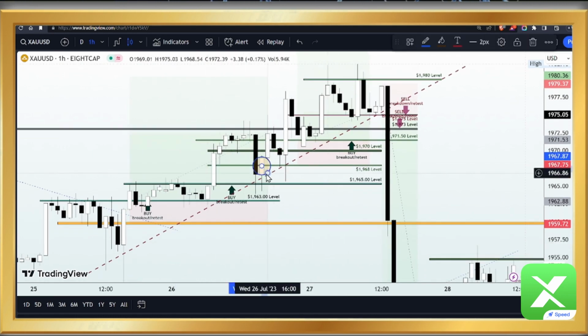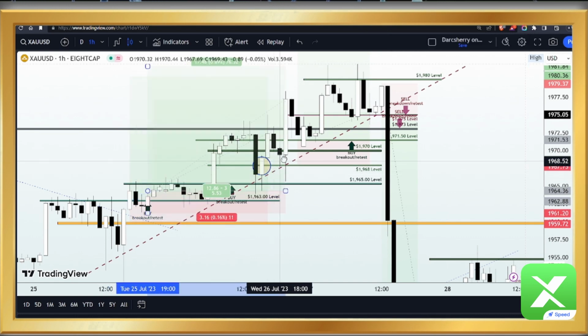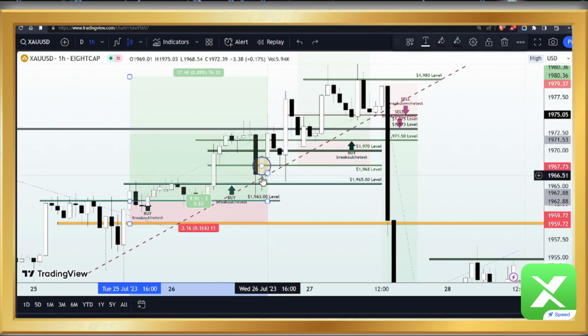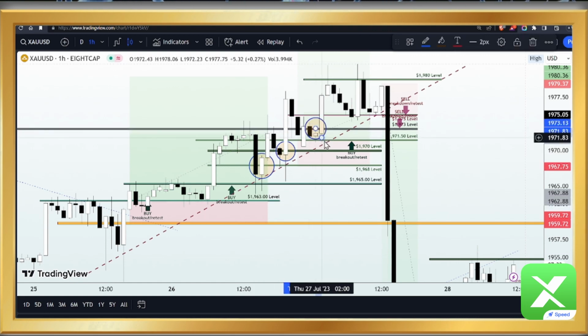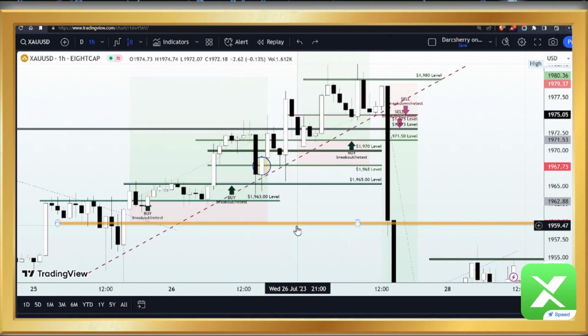as the 1968. We had the 1970. Then we also added more at the 1973 and of course the 1975. So that is how we rode that bullish momentum to the upside.